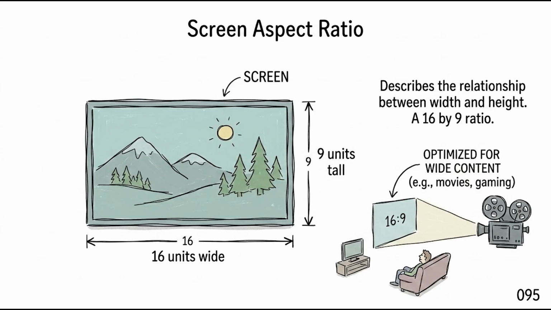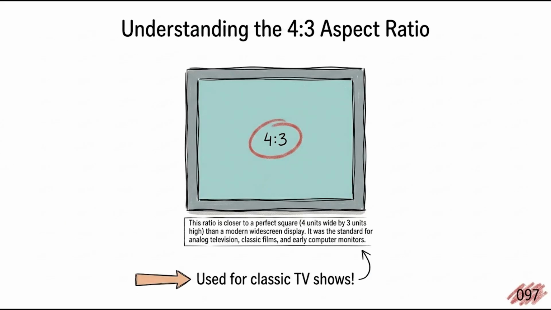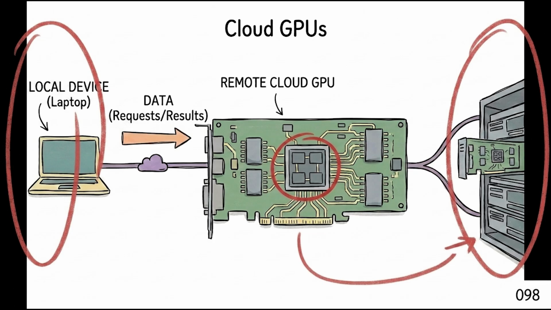A 16 by 9 ratio means the display is 16 units wide for every 9 units tall. That's the modern standard. Older screens used 4 by 3, which is closer to a square. If you've ever watched a classic TV show with black bars on both sides, that's a 4 by 3 image sitting inside a 16 by 9 frame.